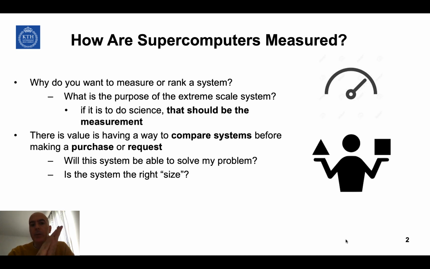If the purpose is to do science, enabling science on a large scale, then there should be a measurement in place to be able to compare different supercomputers. Also, there is a big value in having a way to compare different supercomputers before either making a purchase or making a request for an allocation. In particular, the question will be, will this system be able to solve my problem? Will it be the right system to solve my problem? And second, is the system the right size? Is it too big for the small application I want to do, or too small for the large scale simulation that I want to complete?